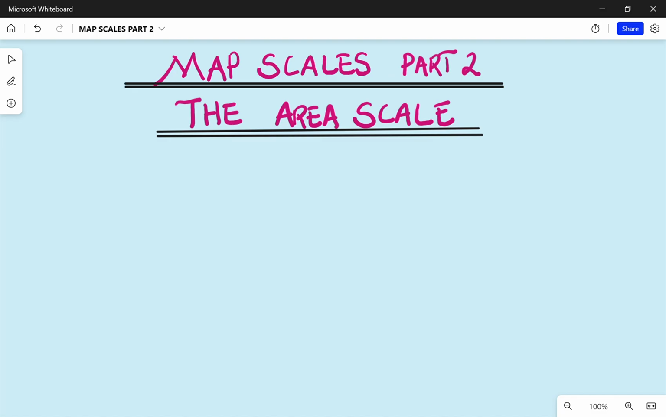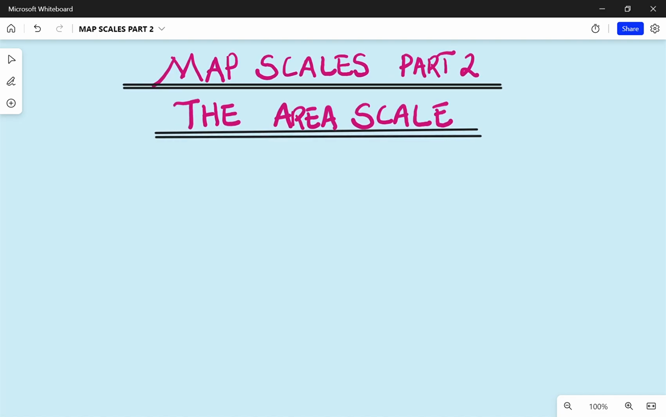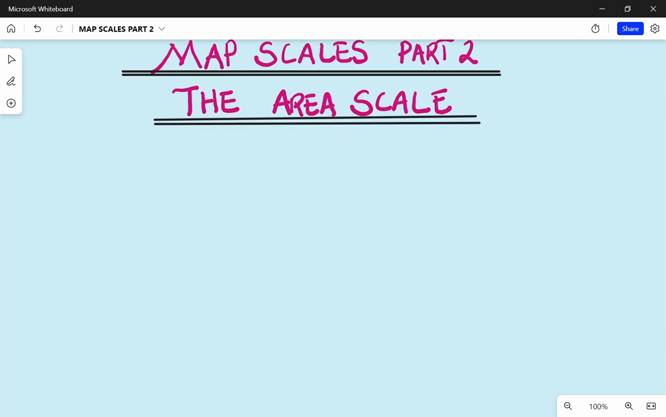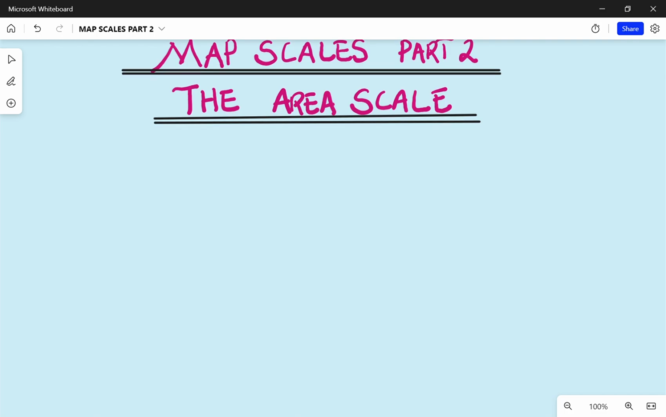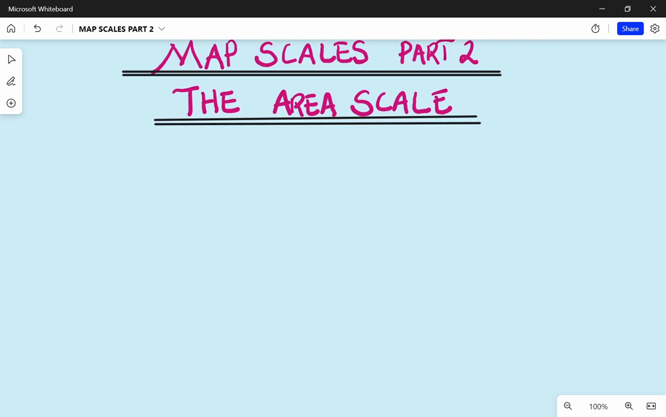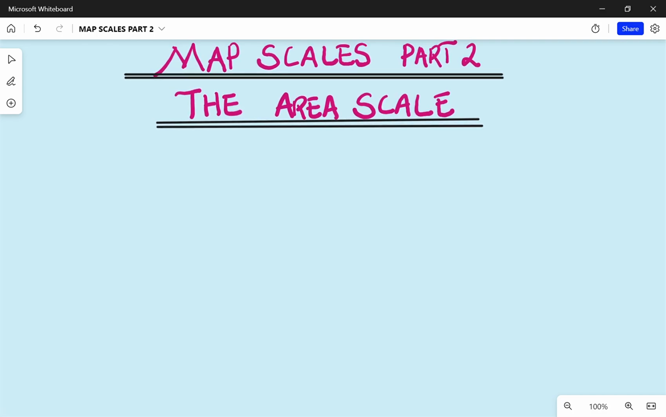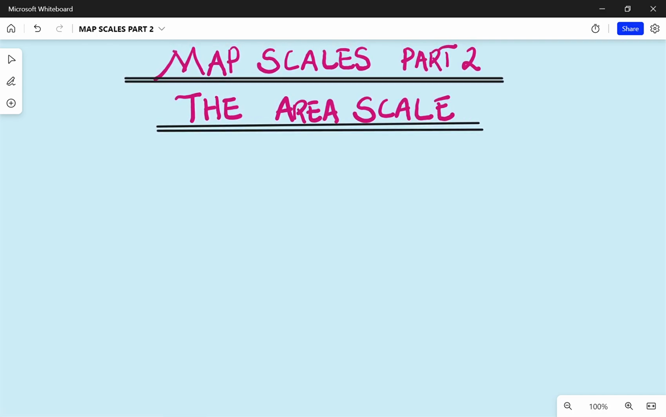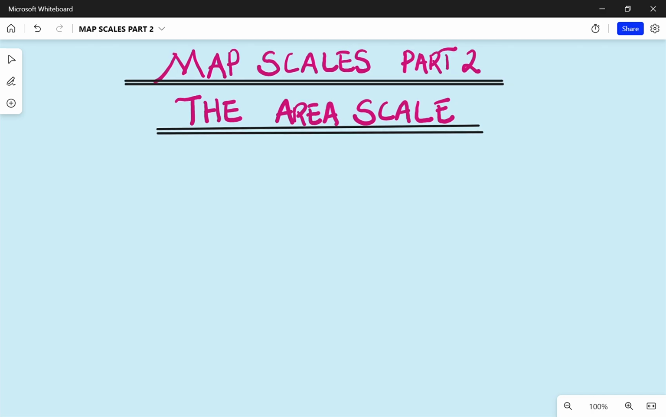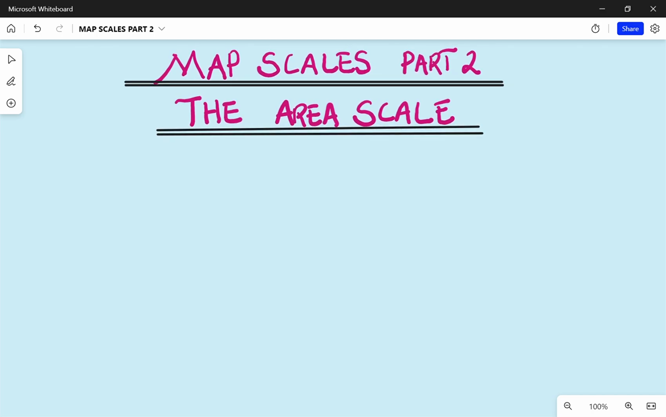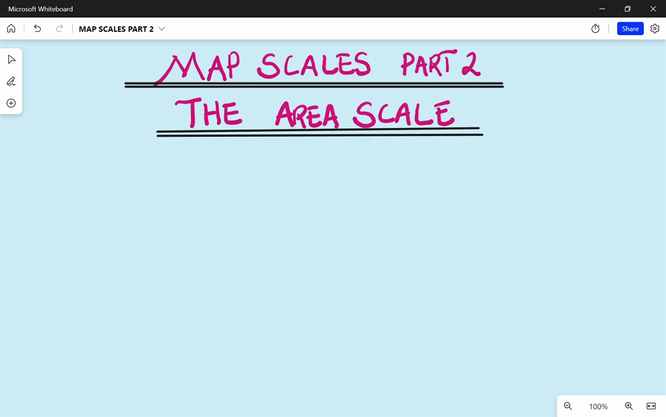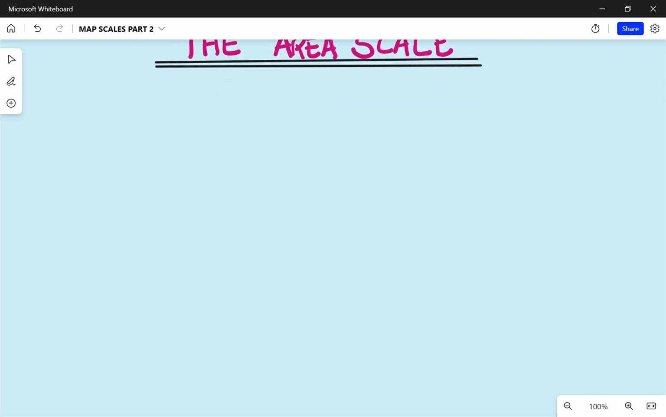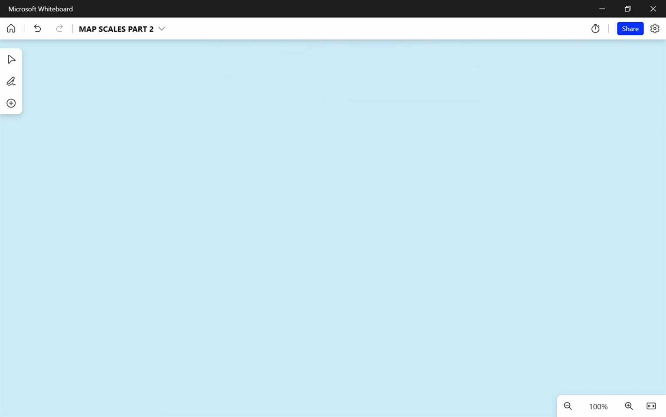Alright, let's just dive into the lesson of the day. As you can see on your screen, this is map scales part 2. We are just going to concentrate on the area scale. So this is going to be short. I'll just go straight into questions, which will serve at the same time as examples. I'll explain how we can calculate the scales involving an area. So let's just look at question 1.